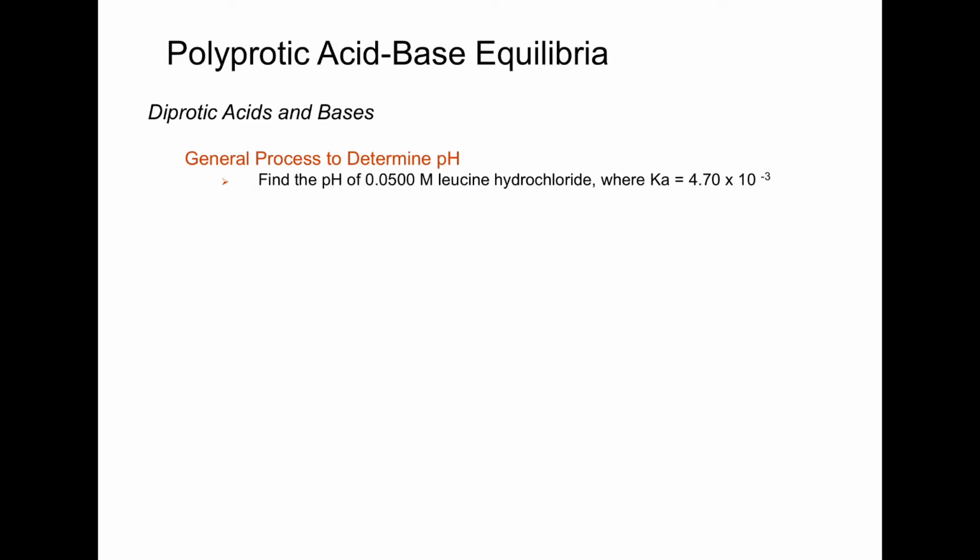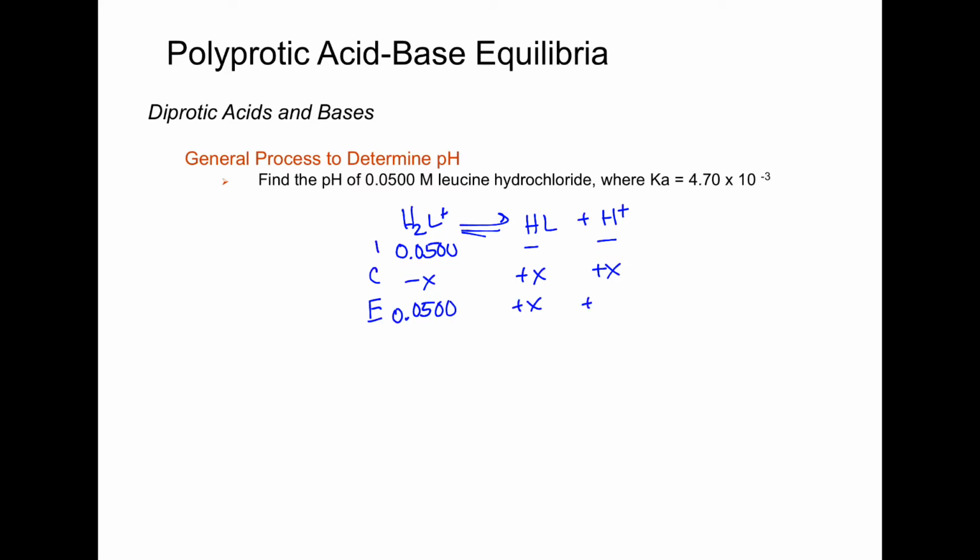So I'll set up our ICE table. I'm going to say that it's H2L, and this is going to be the HL, like this. If we do an ICE table, initially there's 0.05 of this, none of this. Some is used and added to the product side. Okay, and we know that Ka is equal to x squared, the products, over the reactants.